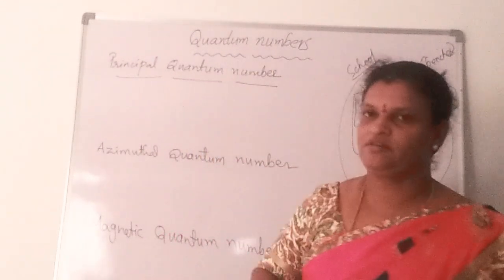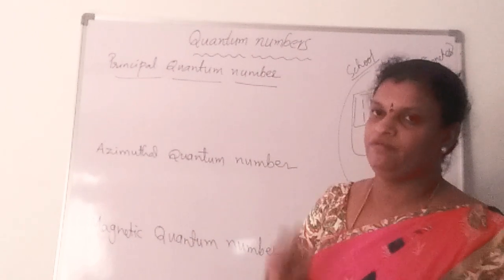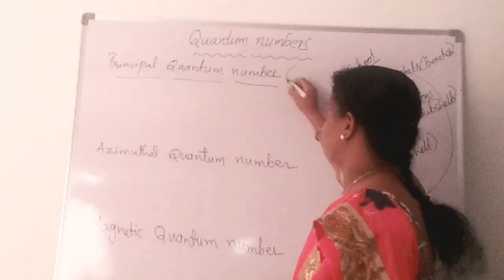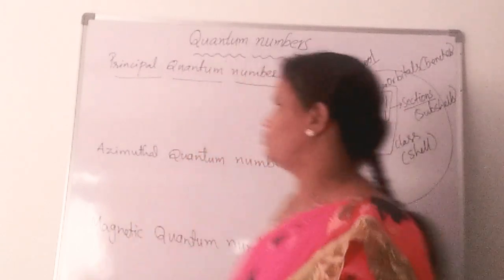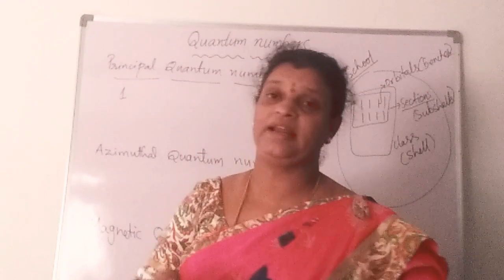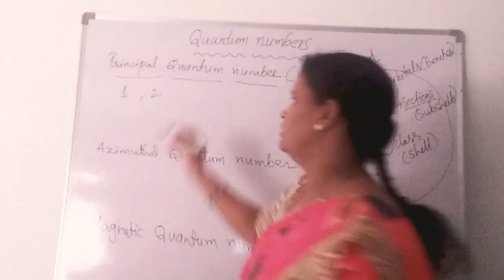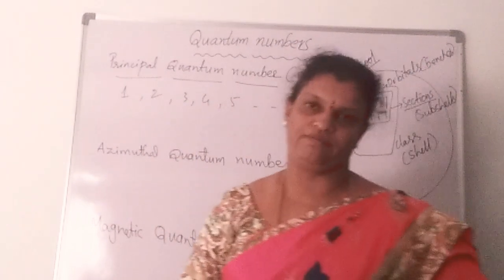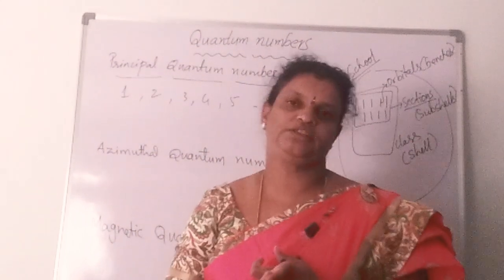When you know the principal quantum number, what can you say about the position of the electron? We can say in which shell the electron is present. We give a symbol for the principal quantum number, n, right? So this n can have the value 1, meaning the electron is present in the first shell, maybe 2, the second shell, or 3, 4, 5, like this, whole numbers. When you know the principal quantum number value, we can say the shell in which the electron is present.